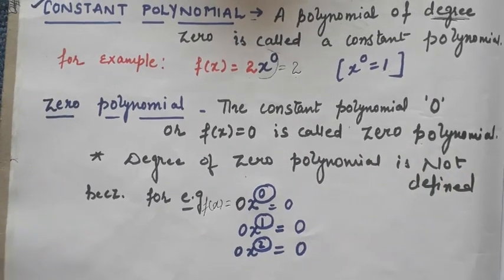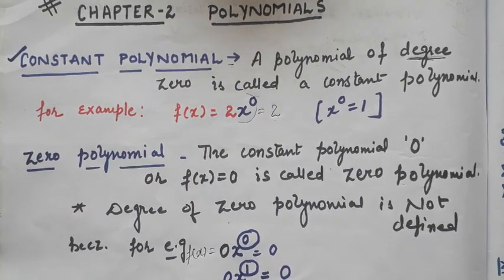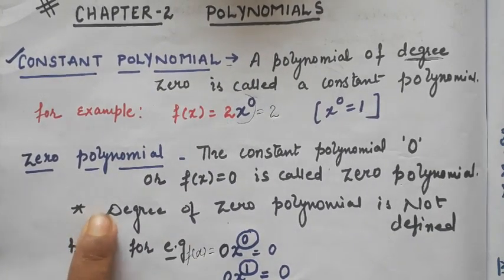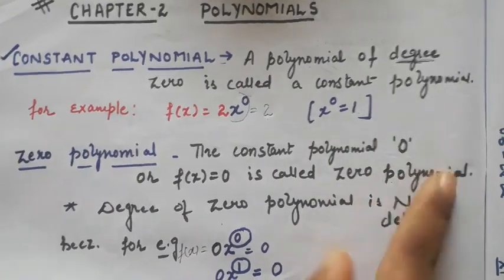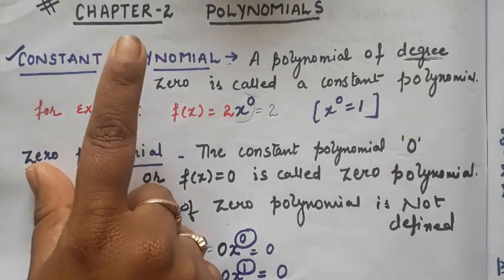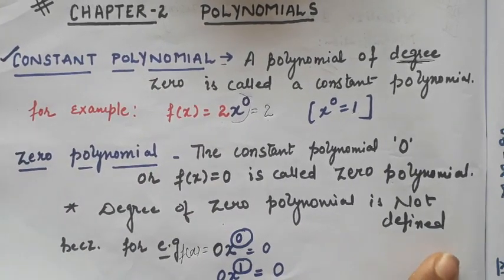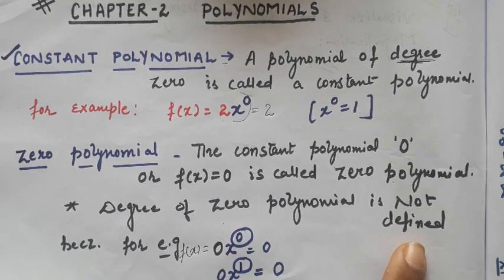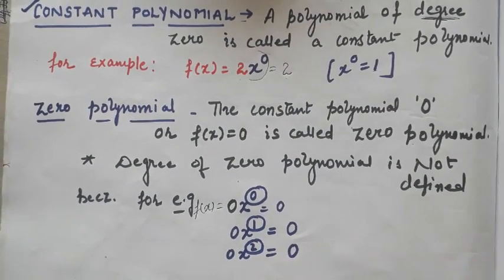Clear? So one main difference is that a constant polynomial is any number, any constant, but the zero polynomial is itself a zero. The constant polynomial's degree is defined, or you can say its degree is 0, but the degree of the zero polynomial is not defined, and it can be anything. I hope it is clear to all of you. Okay, now let's proceed to another topic.